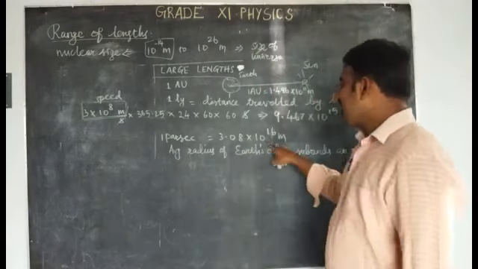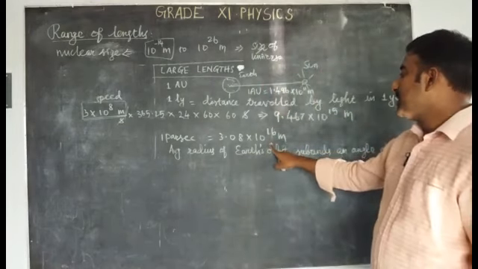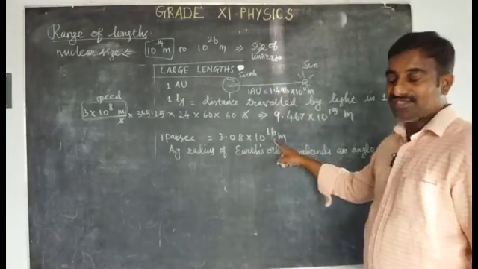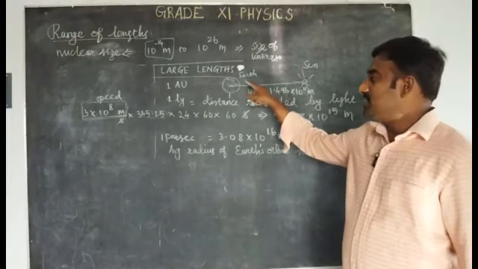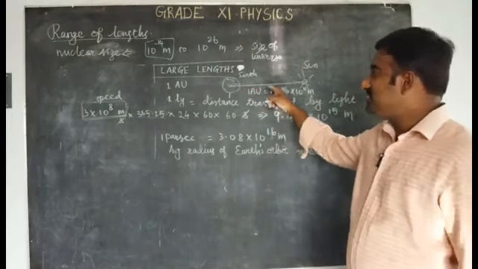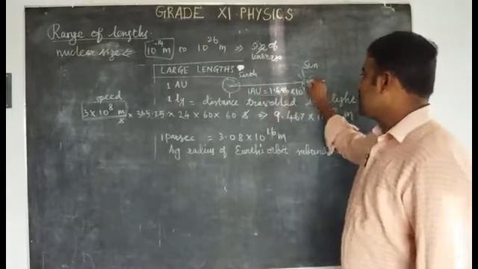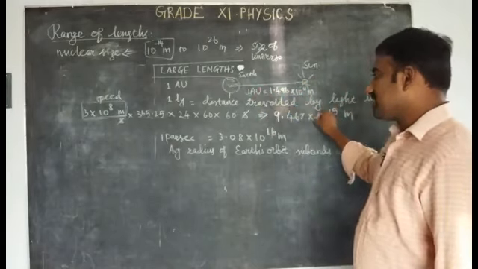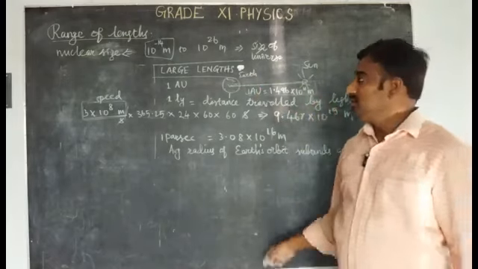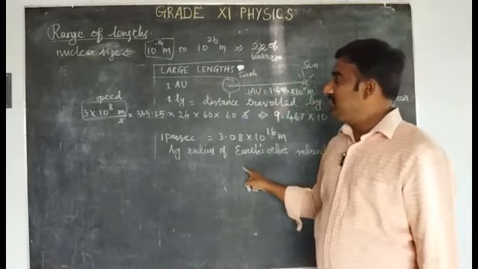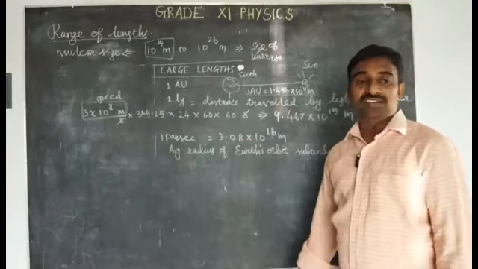So comparing with light year, this value is still larger. The astronomical unit is the average distance between the center of sun and the center of earth. Light year is larger than astronomical unit, and parsec is larger than light year. So these are the three different lengths to measure the larger lengths.